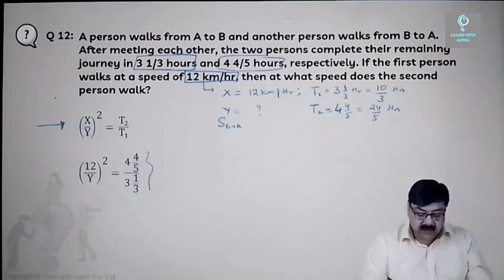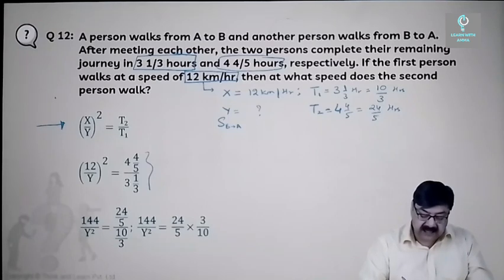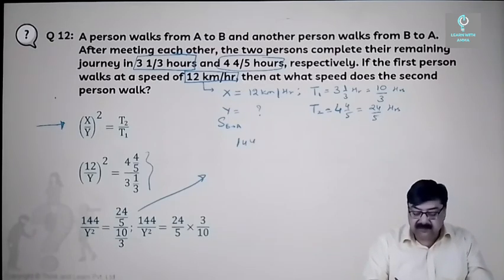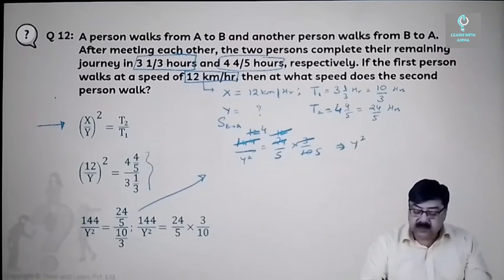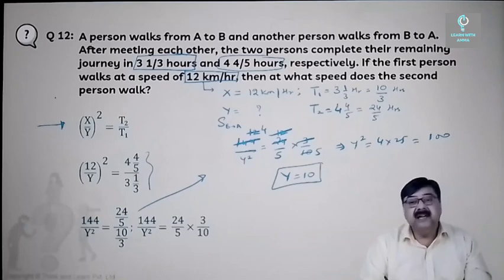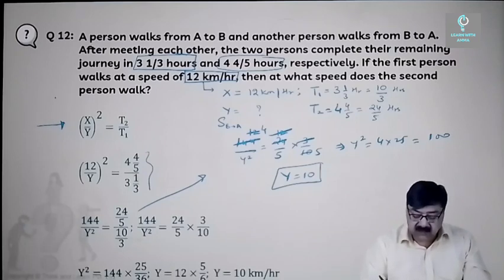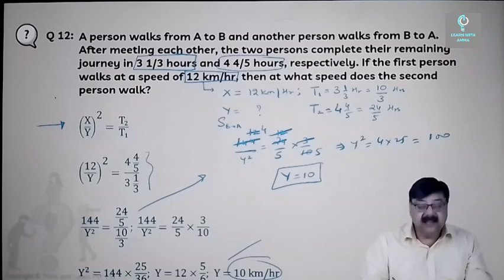So making use of the formula, we have, I'll just resolve this here, 144 by y square equals 24 by 5 into 3 by 10, which becomes 12 by 5. 144 is a square of 12, so it goes by 12. 3 and 12 goes by 4. Y square equals 4 into 25, which is 100. So the value of y here has to be 10 kilometers per hour. That is what we are arriving at as the answer.